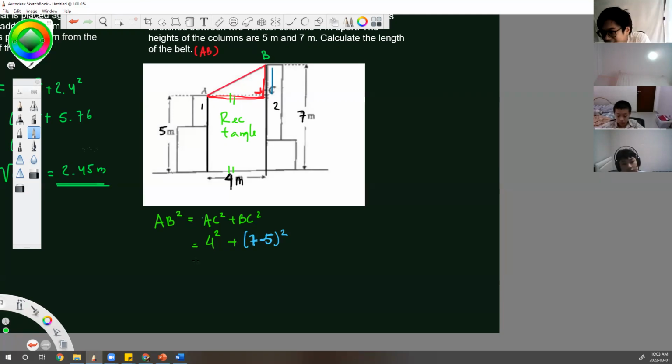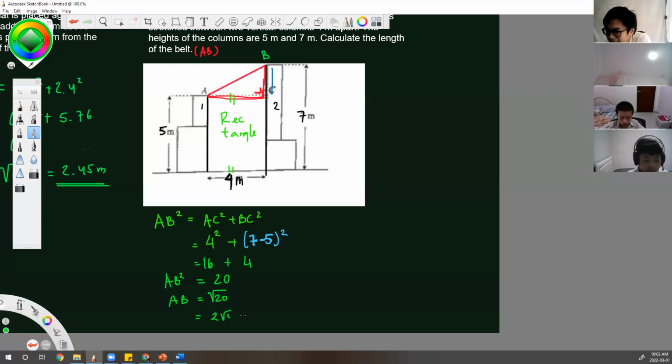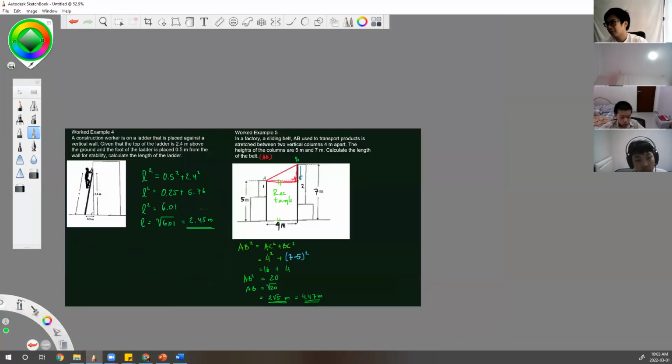So, it is 16 plus 2 square, 4, right? So, AB square equals 20. So, AB equals the square root of 20. Write it down, use your calculator, square root 20. The answer is, kalau you pakai yang regular atau natural display, 2 square root 5 meter, but you can just put the decimal 4.47 meter. Okay, both of them are right. You can choose any one. Apa aja boleh.